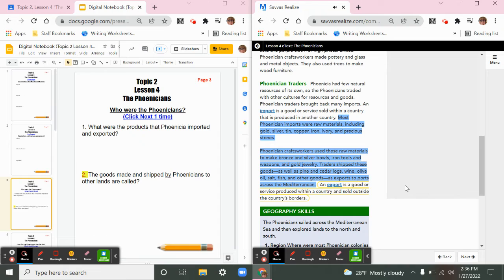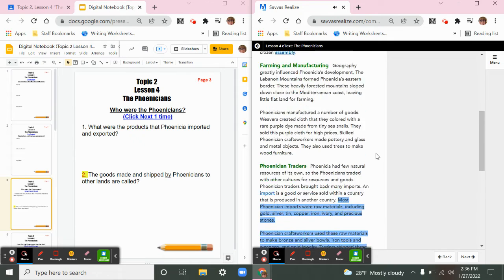Phoenician craftsworkers used these raw materials to make bronze and silver bowls, iron tools and weapons, and gold jewelry. Traders shipped these goods, as well as pine and cedar logs, wine, olive oil, salt, fish, and other goods, as exports to ports across the Mediterranean. An export is a good or service produced within a country and sold outside the country's borders.